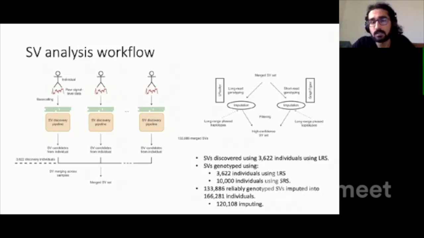Using the long phased haplotypes here at deCODE, we have been able to impute them into a much larger set of individuals, 166,000. And through various steps of filtering, we have been able to generate a high confidence SV set. And among the 133,000, about 120,000 of them were well imputing.